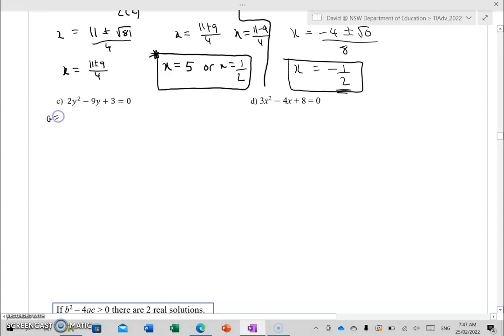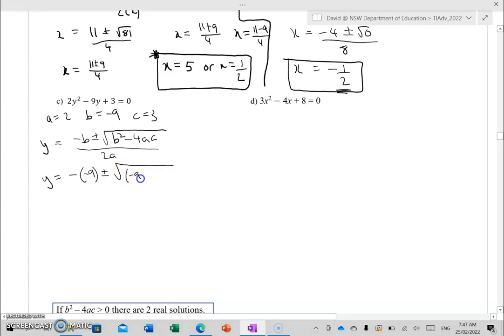So let's just write down the A value, the B value, and the C value. Everything's over on the left-hand side equal to 0. That's good. So A is 2, B is -9, C is 3. Now, we've got the letter y here, so I'm just going to rewrite the formula using the letter y. Minus B plus minus root B squared minus 4AC over 2A. And now just substituting in, so negative of -9 plus minus, and you'll see I'll use brackets everywhere again, -9 squared minus 4 times 2 times 3 over 2 times 2.